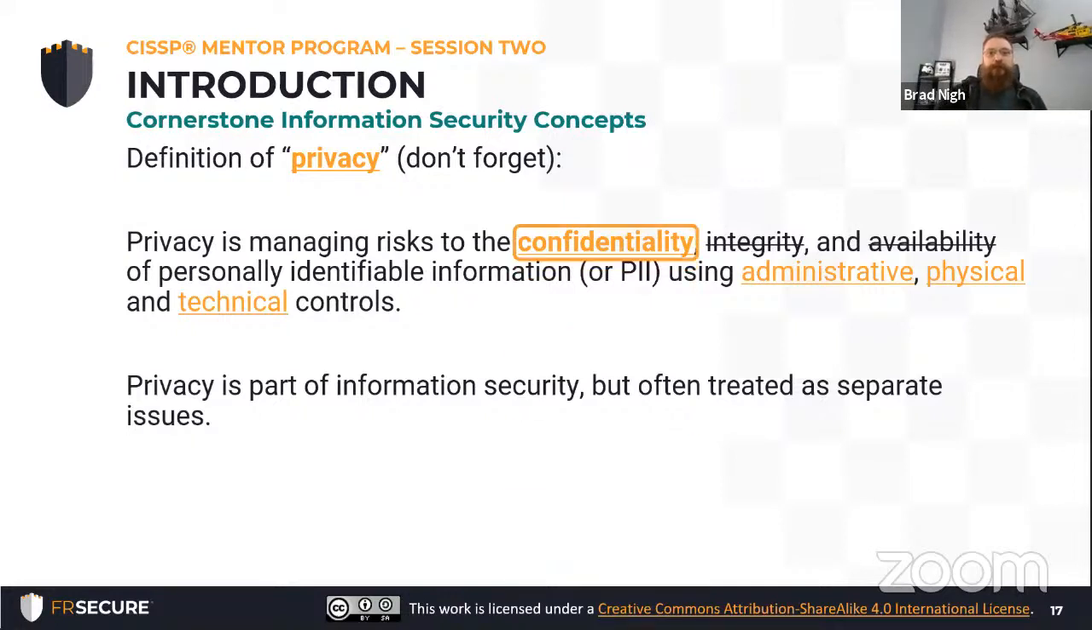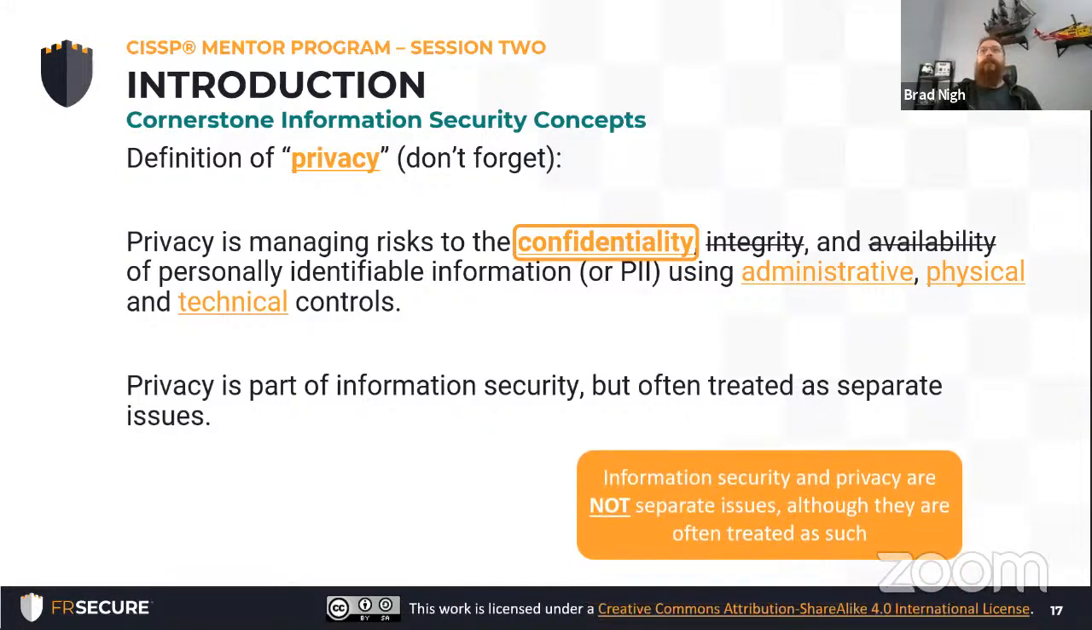So, okay, confidentiality, they're not separate, right? It does play in, privacy is a part of it, but it is not separate. So very important to keep that in mind.